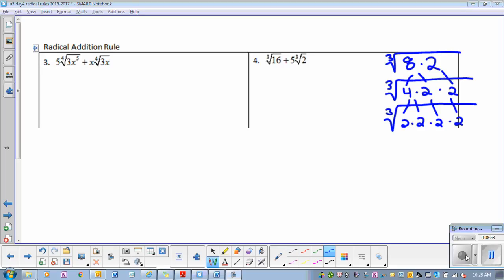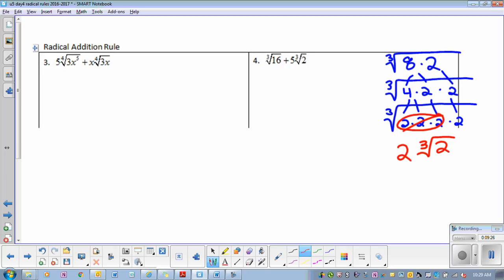Alright, so we need a group of 3. I have a group of 3 2s. Right? So one of them comes out, and then what happens to this one? Stays in. So what we're doing is that cube root of 16, we have to rewrite it as 2 cube root 2. Yeah?